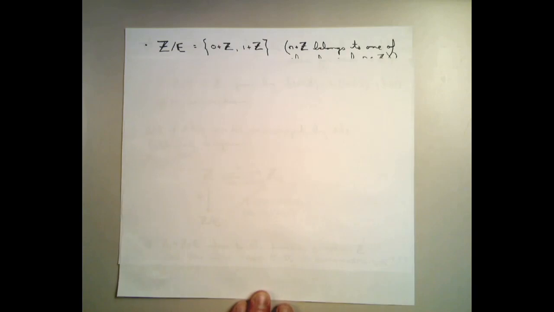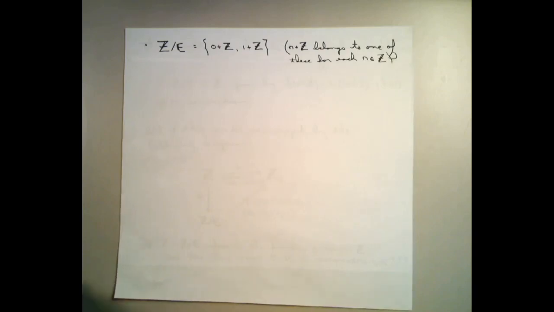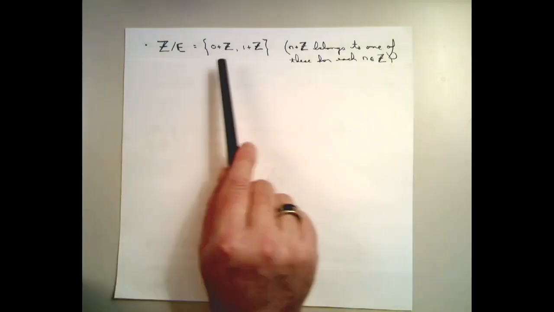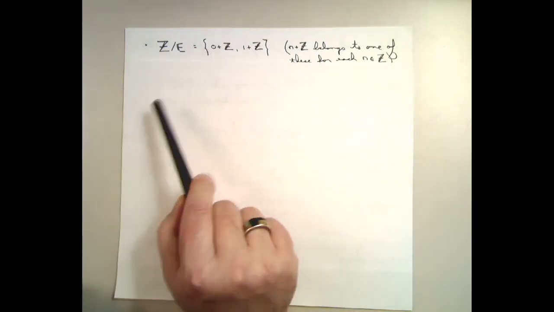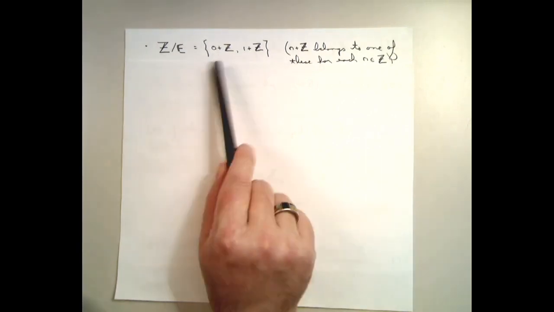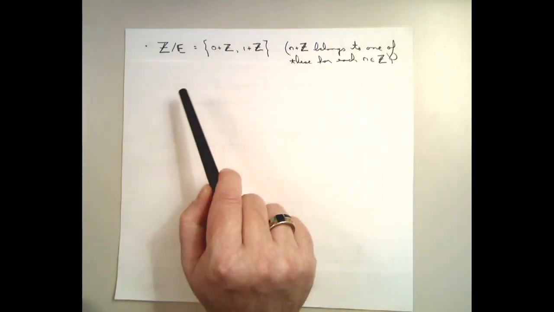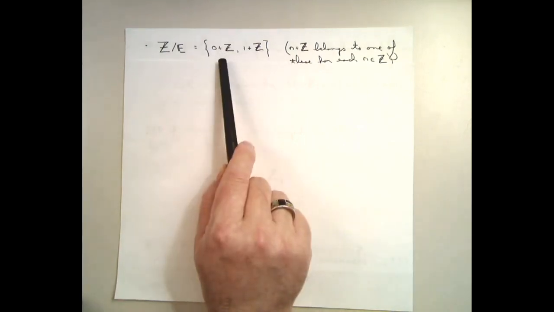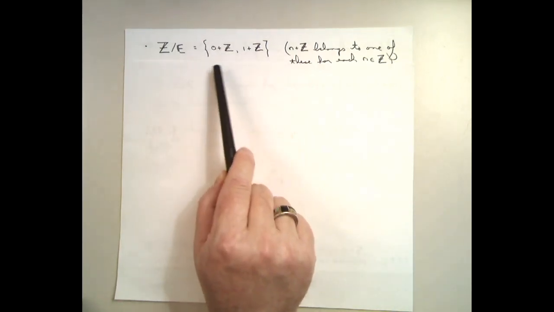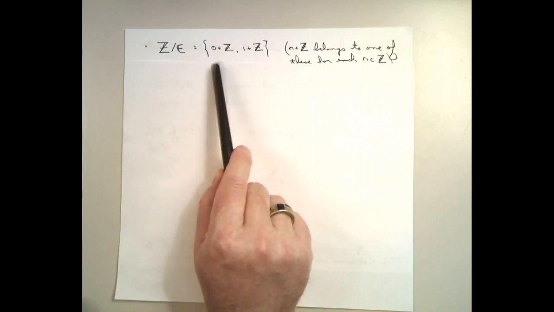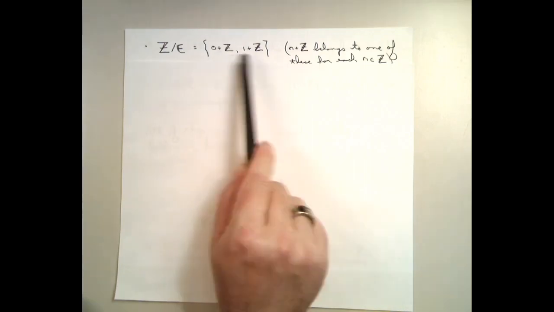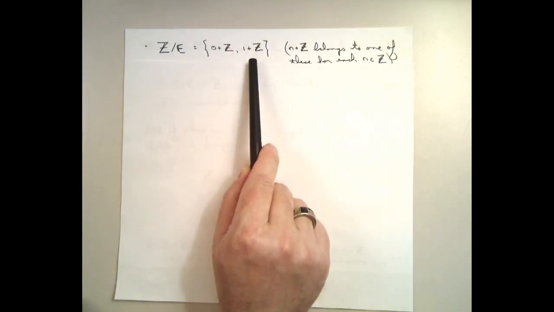Okay, how'd you do? Here are the answers I got. Z mod E is a 2-element set. They are going to be the cosets of E, and I could represent those as 0 plus Z, which I could also have just written as Z, it's the same set, and 1 plus Z. What kind of things are in 0 plus Z? That would include 0, 2, -2, 4, -4. In fact, all the even numbers are going to be in this coset. All the odd numbers are going to be in 1 plus Z.